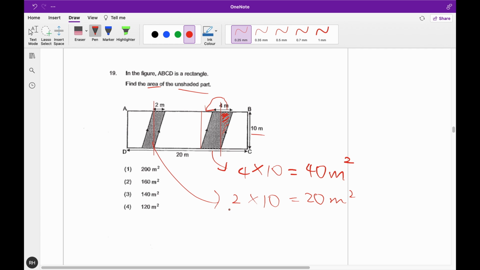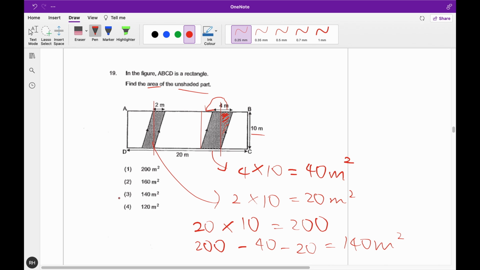So to find the unshaded part, we can use the total area minus away the shaded area. So the total area is 20 times 10, which is 200. And then we minus away the shaded part, which is 40, and then also minus away 20. We'll have 140 square meter. So answer is option 3.